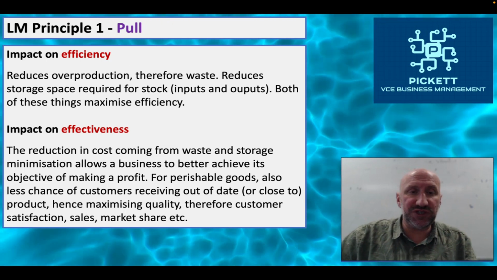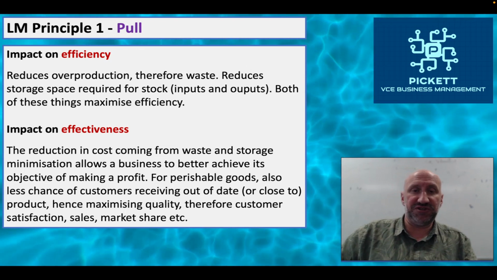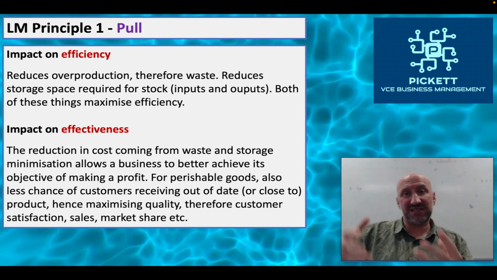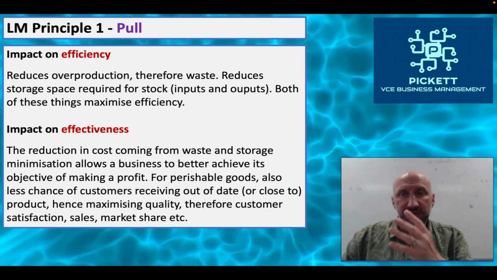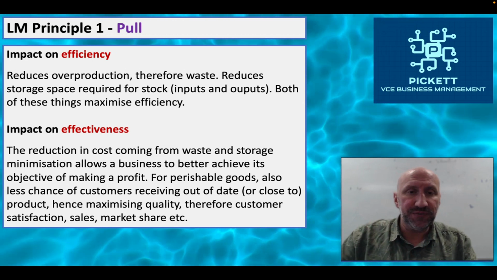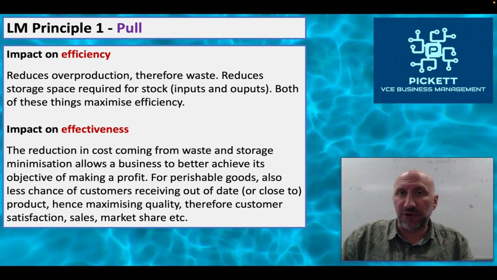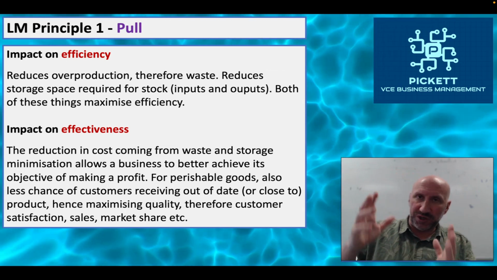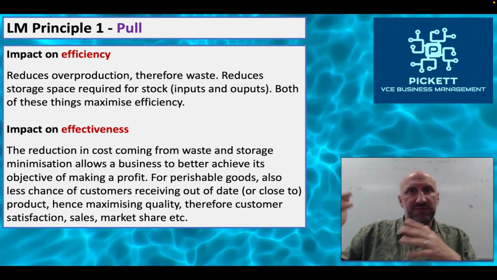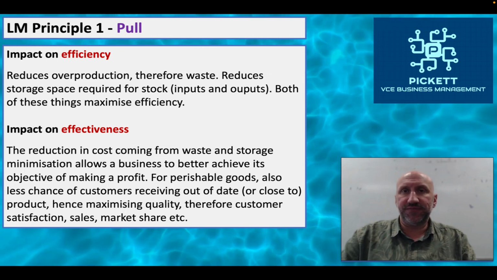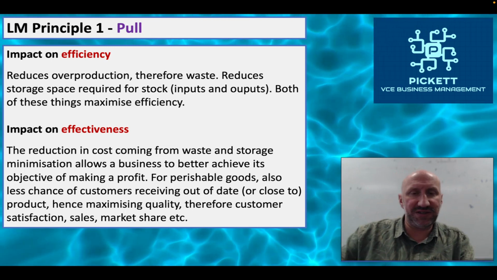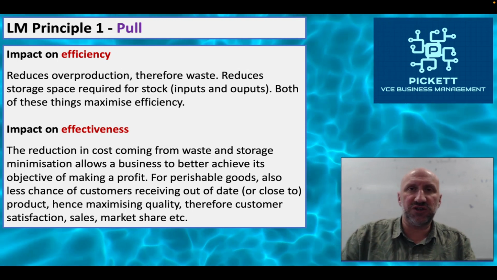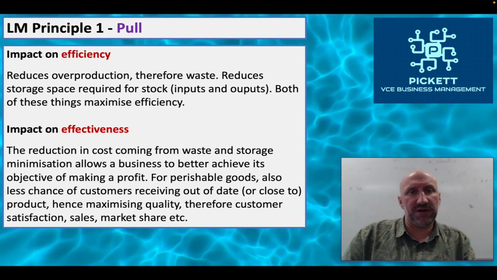Think about perishable goods. There's also less chance of customers receiving out-of-date product or product that's close to being out of date because it hasn't sat around some warehouse for ages before it gets to you. Therefore, that maximizes the quality of that product once it reaches the customer. Therefore, that increases customer satisfaction, which you could then also link to an increase in sales, market share, meeting shareholder expectations, and all of that stuff. So you can make the links to any of the objectives really through increasing customer satisfaction, because the quality of the product is going to be higher.